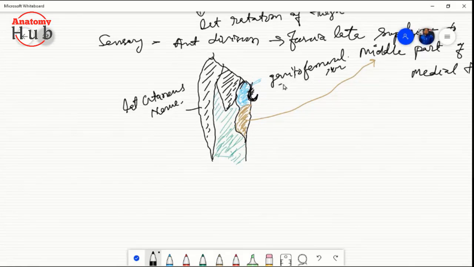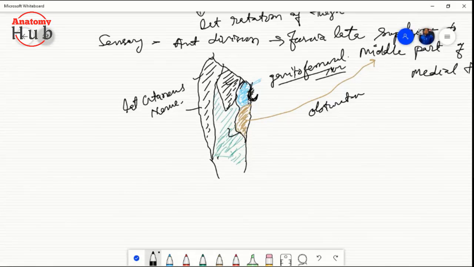That is by the genitofemoral. Below this by the obturator. And this one is the femoral, this one is also femoral, but this one is your lateral cutaneous nerve. In this way your thigh sensory supply is distributed.